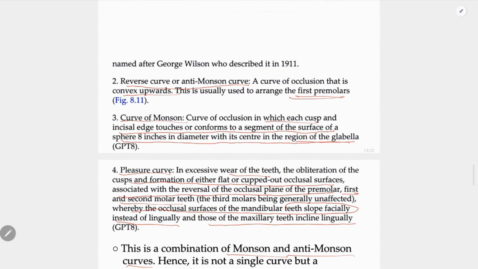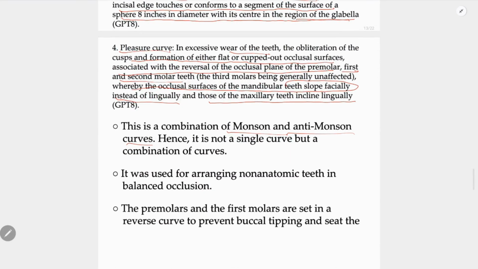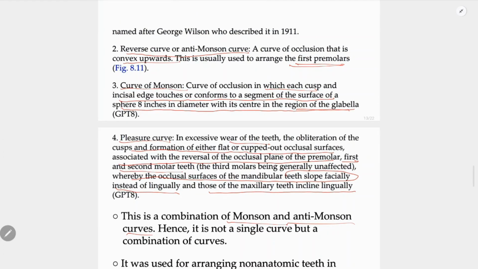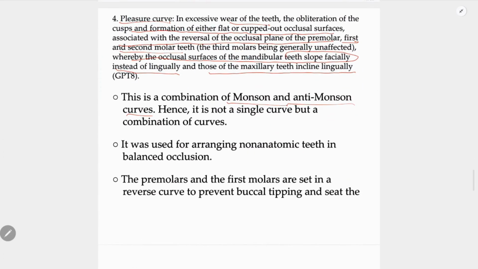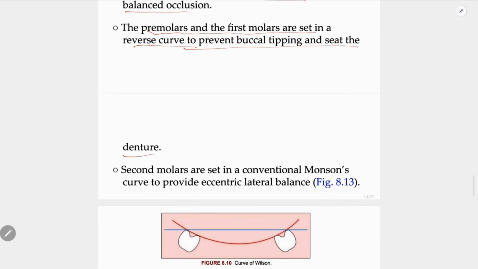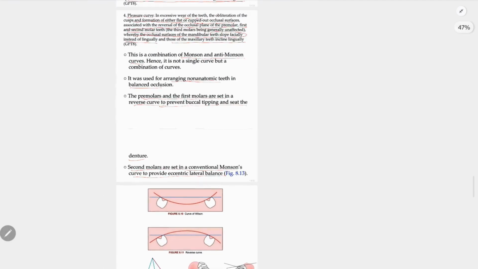As we had said, monsoon is a sphere of 8 inches diameter with center in the glabella, and anti-monsoon curve is convex upwards, used for first premolars. It is used for arranging non-anatomic teeth. Why? Because pleasure curve is usually seen when there is excess wear of the teeth or obliteration of the cusp and formation of either flat or cupped out occlusal surfaces. The first premolars and first molars are set in a reverse curve to prevent the buccal tipping and seat the denture. The second molars are set in conventional monsoon curve to provide eccentric lateral balance.